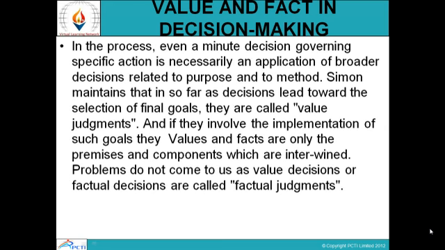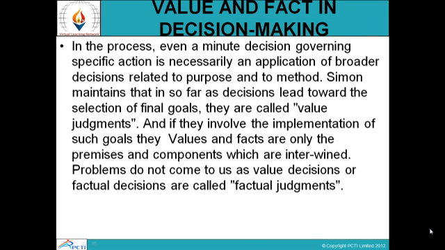In this process, even a minute decision governing a specific action is necessarily an application of broader decisions, which are related to the purposes and to the methods. So in that case, yes, this is related to the very minute decisions which basically govern the specific actions. Someone maintained that in so far as a decision is concerned, there will always be a value judgment.